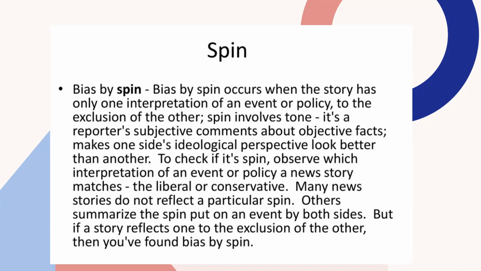So in order to check if media contains bias by spin, you have to observe which interpretation of an event or policy a news story matches. Is it liberal or is it conservative? Does it serve one group or does it serve the other? So this is the way that you can identify and address spin, or bias by spin.